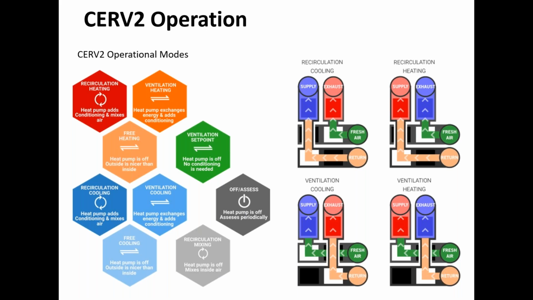And then if all the set points are satisfied, the system can just go off, and then it periodically comes on to do an assessment to see if it needs to make any adjustments. So it will switch between all these modes automatically based on the current readings as well as the user set points.